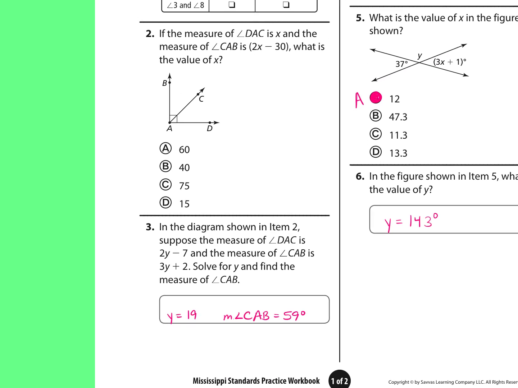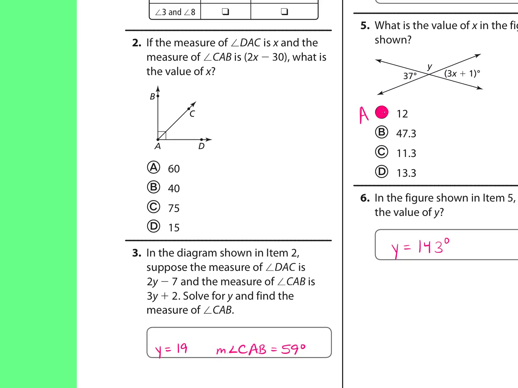Okay, standard G5 with angles. Number 3 refers to the diagram on problem 2. It says, suppose the measure of angle DAC is 2y minus 7, and the measure of CAB is 3y plus 2. Solve for y and find the measure of CAB. So we want to know what's the measure of this angle here. So we know collectively that these two angles form this 90-degree angle.